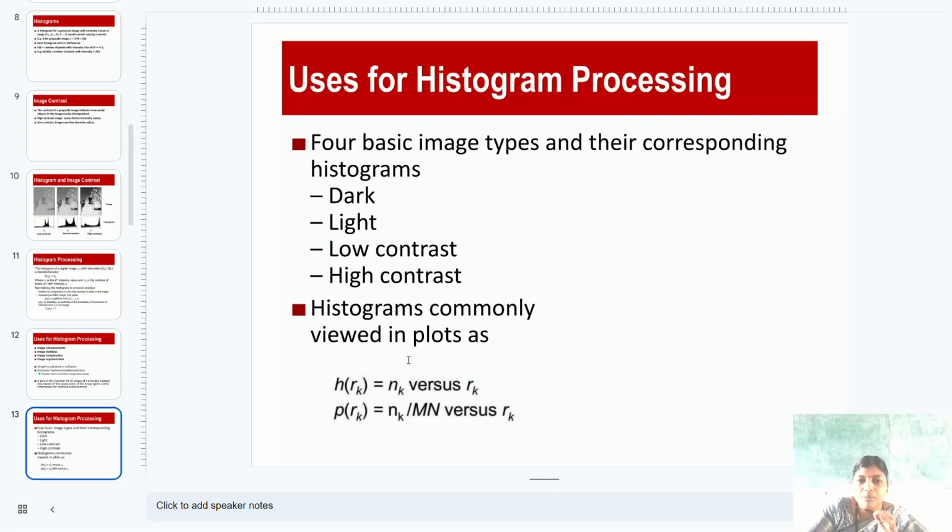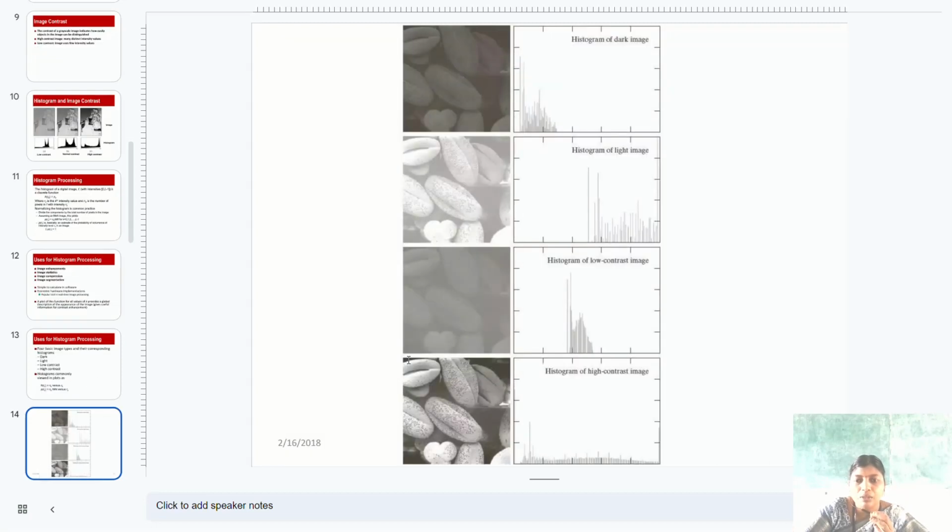Histograms are commonly viewed as a plot of h of rk is equal to nk, a discrete function versus rk. Then we find the probability: p of rk is equal to nk divided by MN, versus rk. So this will be the histogram diagram.